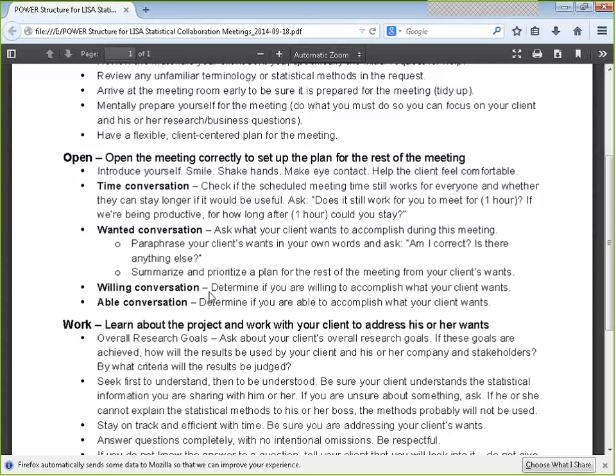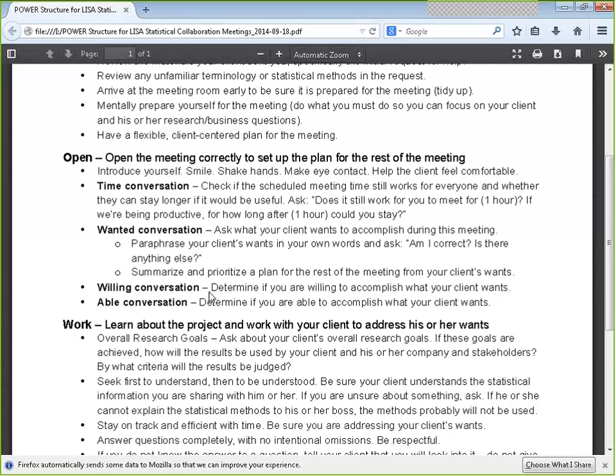Maybe the client says, well, here, I've got this lot of data, and I'd like you to clean it all for me. And I need it done by 9 o'clock tomorrow morning before I meet with my boss. Then you think, well, am I able to clean all the data? Yeah, I'm probably able to do it, but am I willing to do it? No. And if you're not willing, then you need to have that conversation right up front.